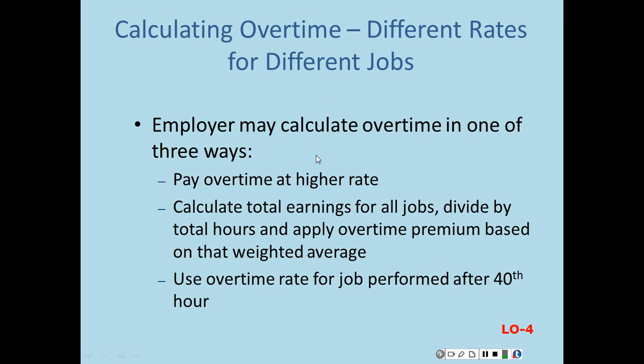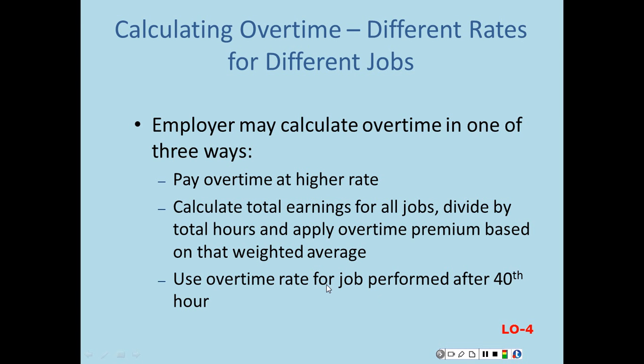Okay, in addition to that method, you can calculate the total earnings for all the jobs, divide by the total hours worked to come up with an overall average hourly rate, and then apply the overtime premium based on that weighted average. So the more hours you worked at the higher wage, the higher the weighted average would be, and the higher your overtime premium would be. This is another technique or method that's acceptable to deal with this.